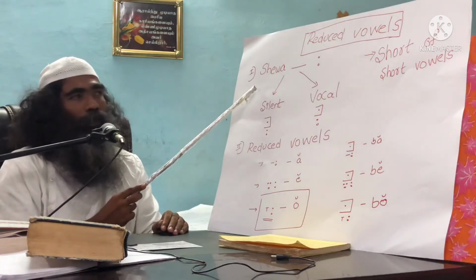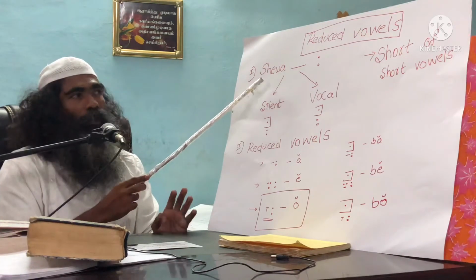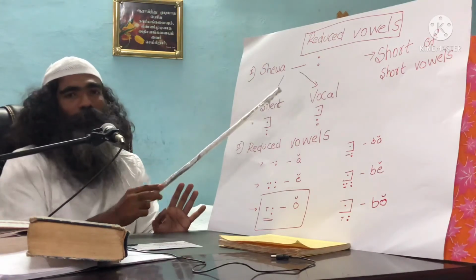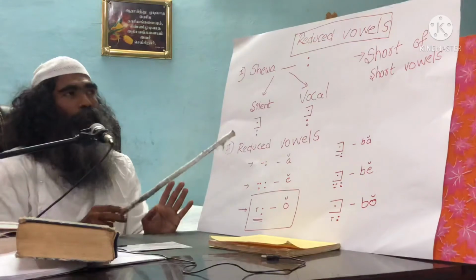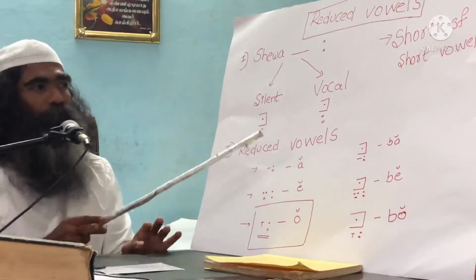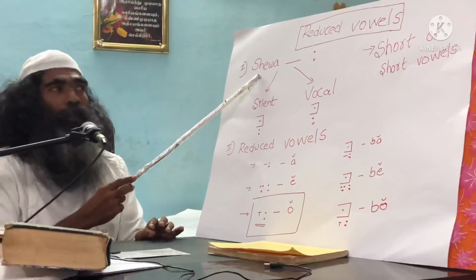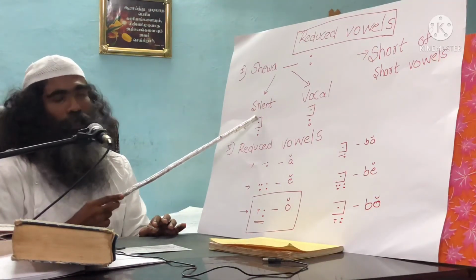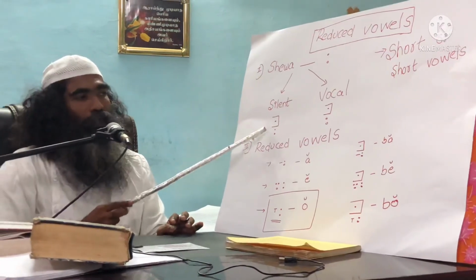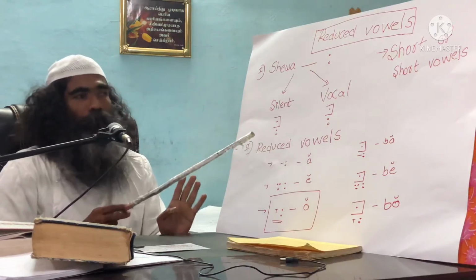For this, there is a term called sheva in Hebrew. Sheva is nothing but two dots written vertically. Just remember this. Sheva means two dots written vertically. Sheva, which we will learn a bit later, can be either silent or vocal. For example, if the sheva is silent, B followed by a silent sheva is pronounced as B.